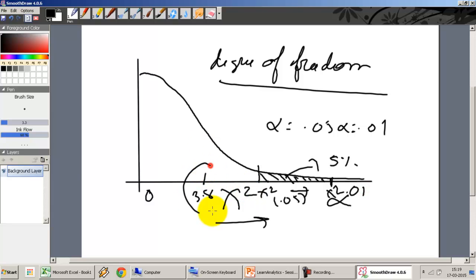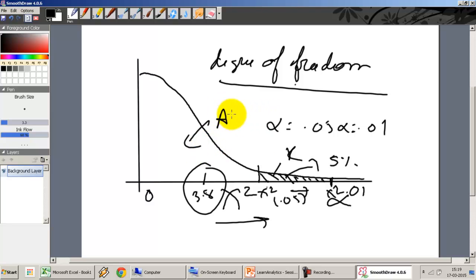We need to figure out if the chi-square value which I've calculated lies in the acceptance region or the rejection region. I can simply compare this value with the critical value of chi-square for the appropriate degrees of freedom and figure out whether I will accept the null or reject the null.